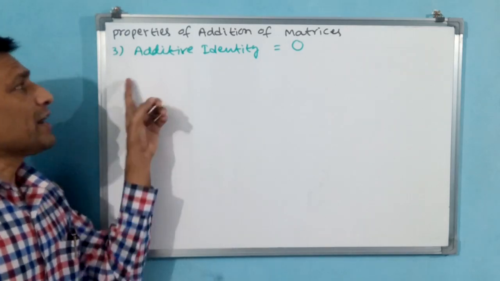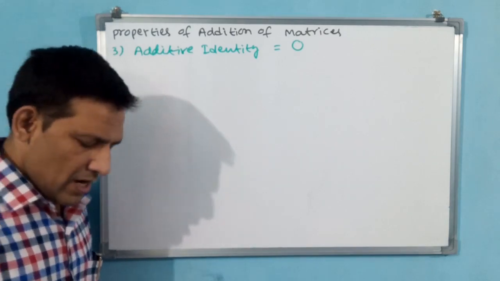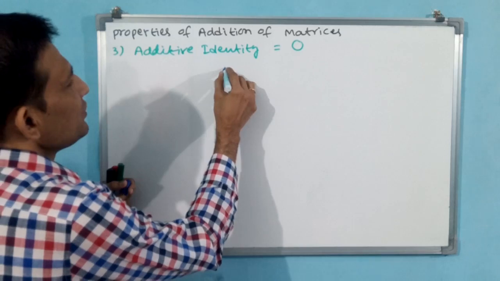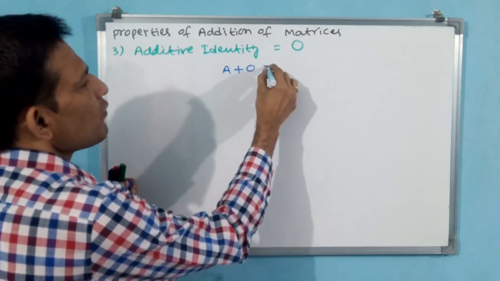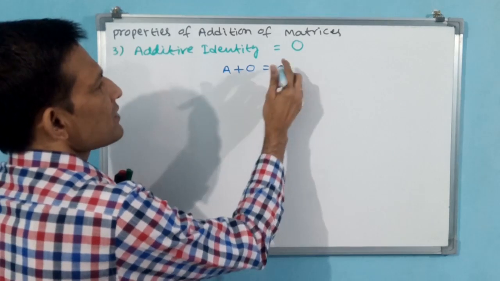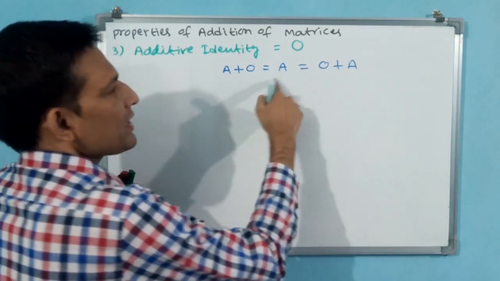Okay. Now additive identity is O. O means zero matrix. See, how do we get additive identity? Additive identity will be like this. You see, if you make A plus O, A has to come. Or else O plus A also, if you make, A has to come.